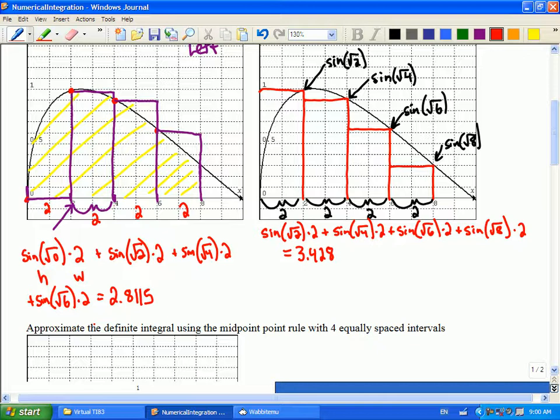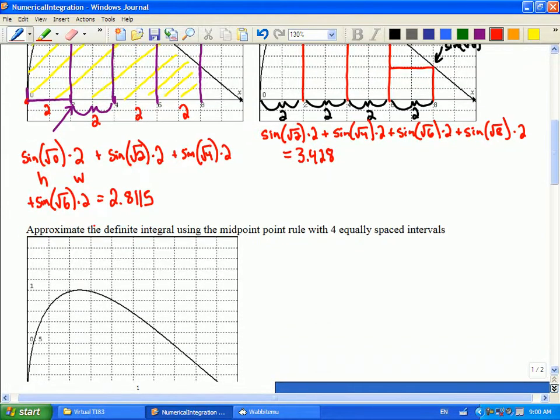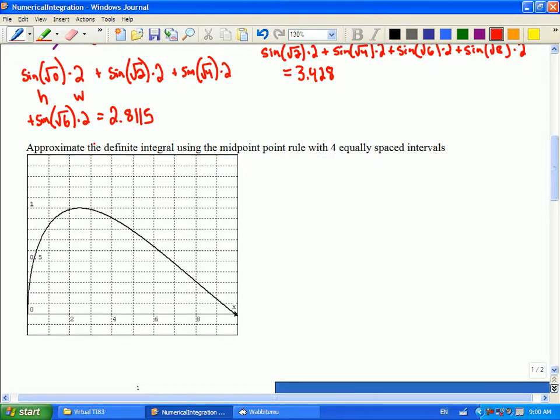So other than left and right rules, you might also be asked to do the midpoint rule. We've practiced that a little bit with tables. Let's try it on this function here. So 4 equally spaced intervals. So how wide are they going to be? We're still going from 0 to 8. Yeah, so there'll be 2 each.